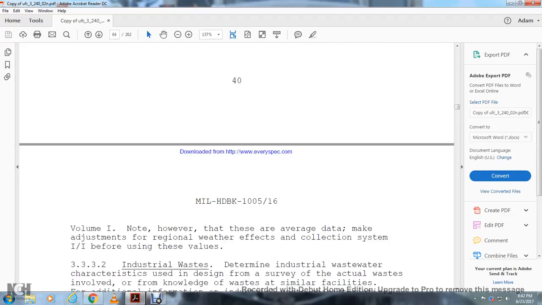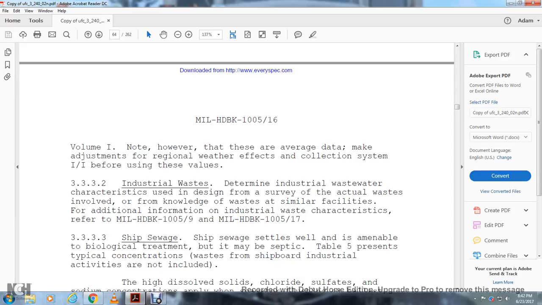Volume 1. Note, however, that these are average data and may be adjusted for regional weather effects on the collection system before use of the values. Industrial waste. To determine industrial wastewater characteristics, use a design survey of the actual waste, involving knowledge of the process or similar facilities. For additional information on industrial waste characteristics, refer to Military Handbook 1005 and 1005-17.